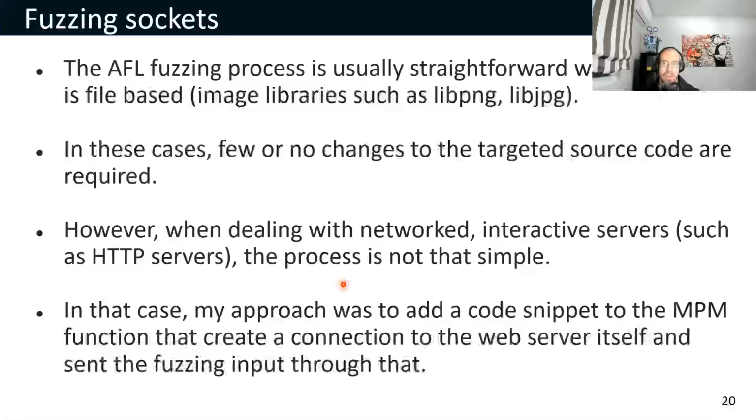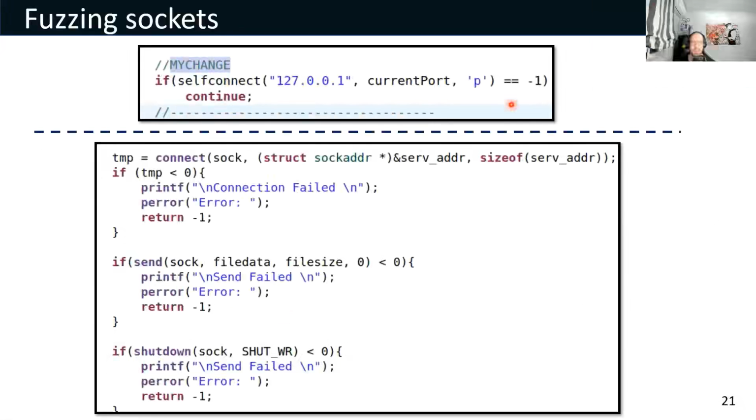Another problem that we face when we want to fuzz an interactive server is that AFL doesn't support native socket fuzzing. So we need to modify the source code in order to be able to fuzz the server. For that, my approach was to add a small code snippet to the MPM code that self-connects to the server itself and then redirects the input data through it. Let's look at these two code snippets.